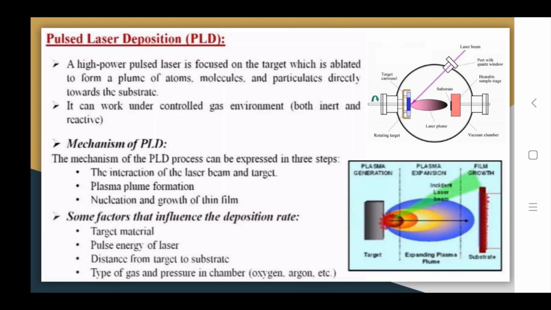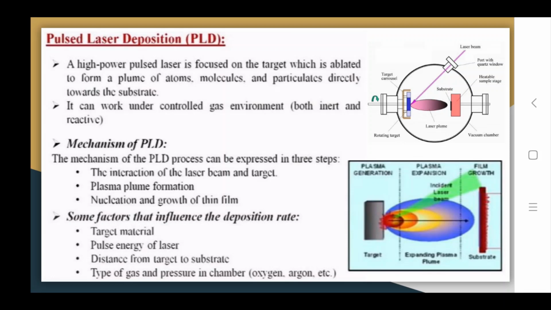So a high power pulsed laser is focused onto the target, which is ablated to form a plume of atoms, molecules and particulates directly toward the substrate. It can work under a controlled gas environment, both inert and reactive gas. It depends upon which kind of material we are going to coat.